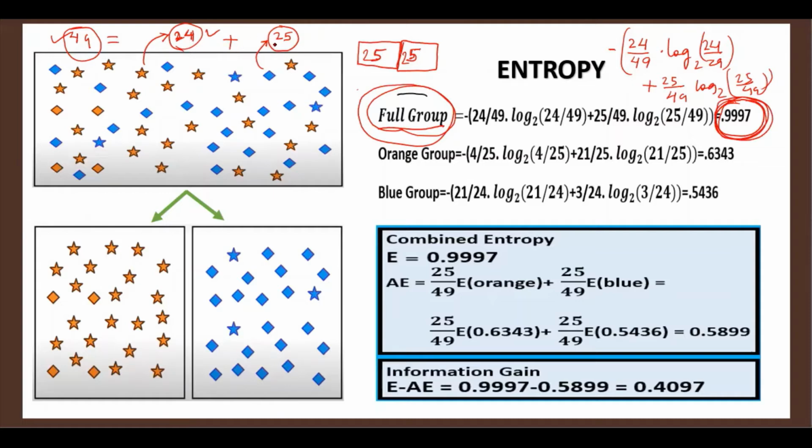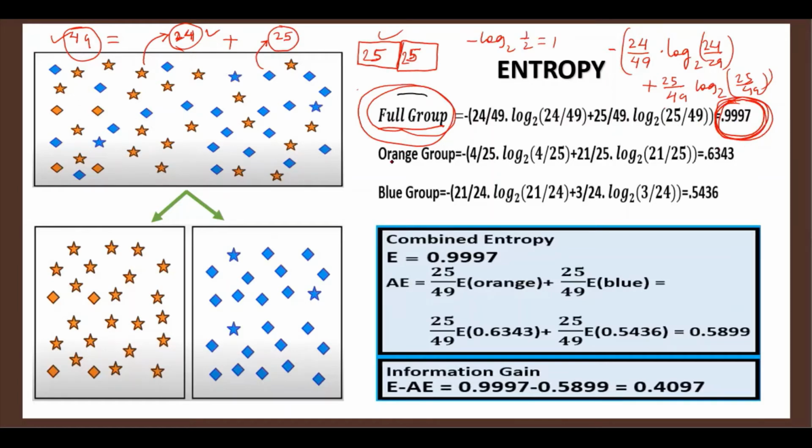If you consider 25, 25 instead, what will happen? 25 divided by 50 will be half log to half, plus half log to half. That will be log to half minus log to half. Mathematically, if you find this, minus 1 will go here, then it will be 1. Log 2, that is 1. So if you have both types equally, then entropy is 1. That is the highest entropy in binary classification. So here there is a little bit of difference, 24 here, 25 here. That's why we have 0.9997, almost 1.